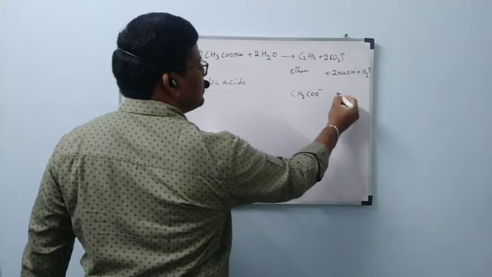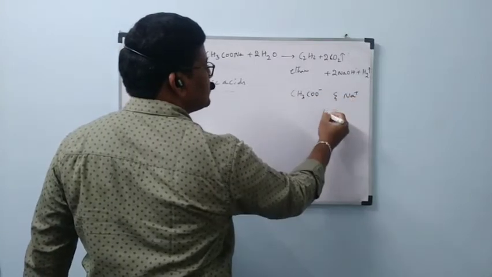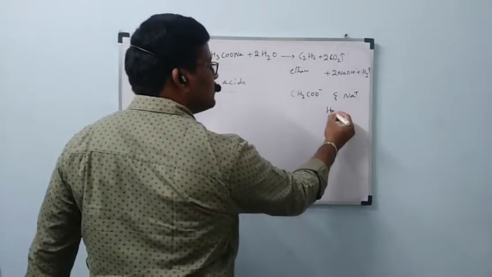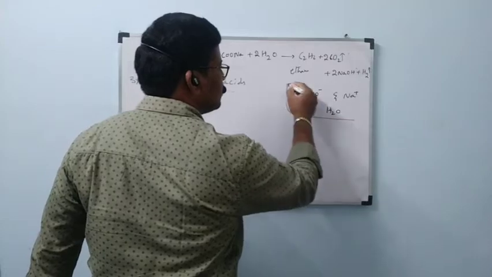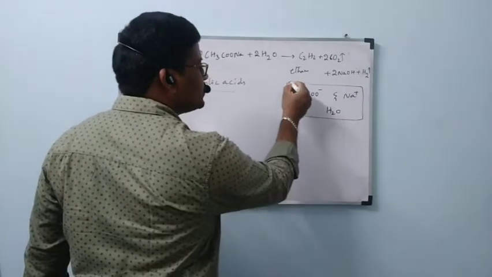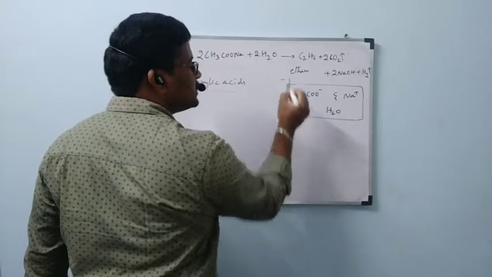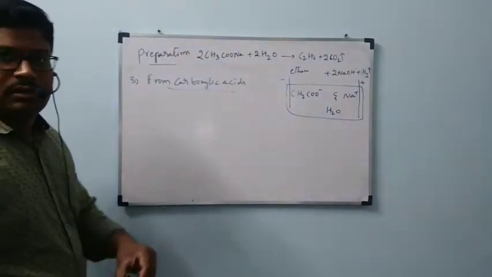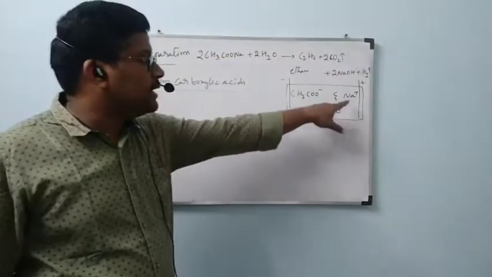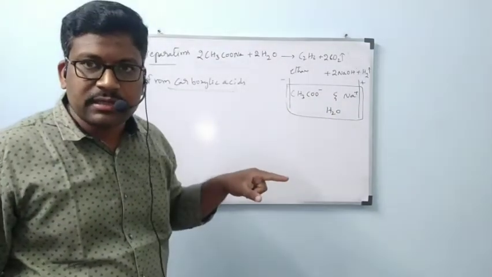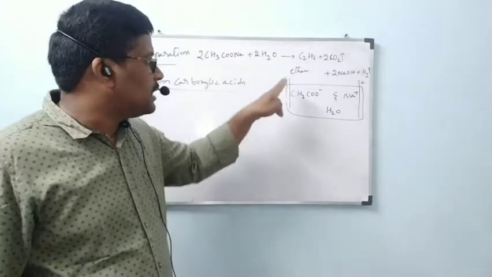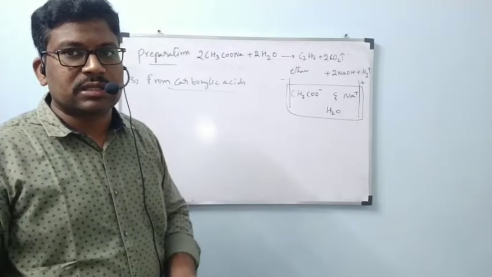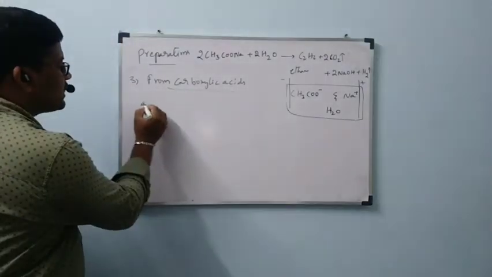CH3COO minus, Na plus and water: these are the particles present in the solution. Into this solution, I dip one electrode which contains negative charge and another electrode which contains positive charge. The electrode with negative charge is called cathode, so I am writing at the cathode.